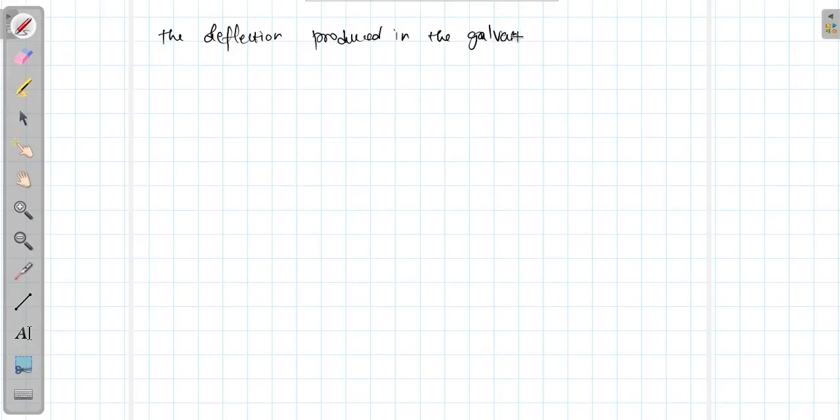Therefore, the deflection produced in the galvanometer is directly proportional to the current.